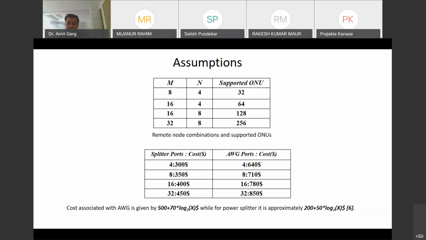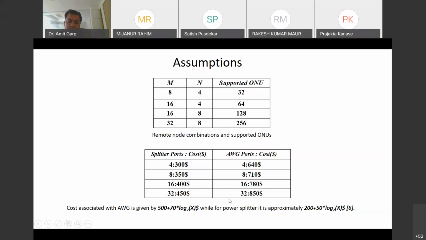Okay, and if we just see this node cost. Okay, so we are using the splitter and we are using the AWG in some cases. So it will depend on whether we are using pure TDM, pure WDM or hybrid. Okay, so for a splitter, the cost is given by 200 plus 50 log of 2x, where x is the number of output ports. Okay, so basically this data is somewhat old. So nowadays it might be possible that this component price may have reduced.